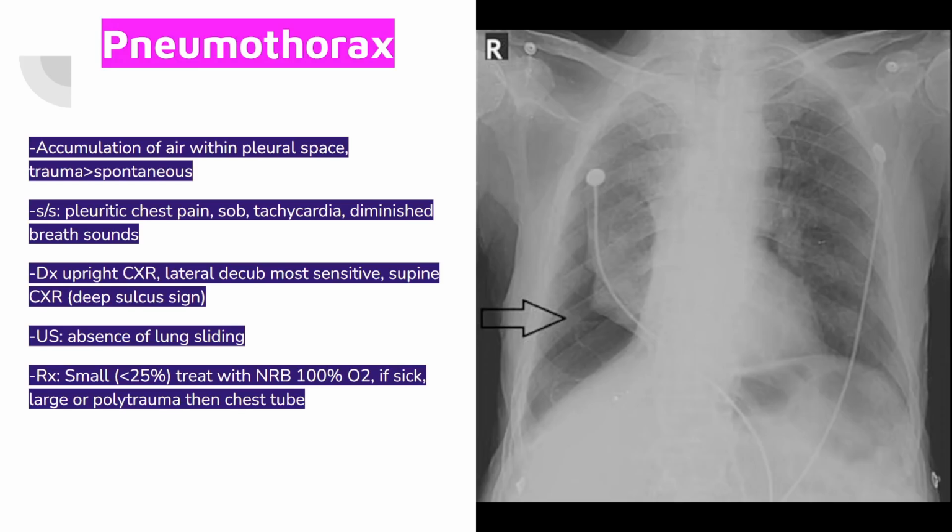Okay, chest trauma. Pneumothorax, right? Accumulation of air in the pleural space. Trauma is much more common than spontaneous, although both happen. Pleuritic chest pain, shortness of breath, tachycardia, loss of breath sounds. Diagnosed on an upright chest x-ray, although a lateral decubitus is more sensitive and a supine chest x-ray is less sensitive. Ultrasound is better than either of those with absence of lung sliding.